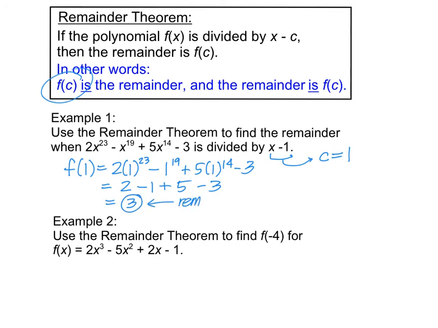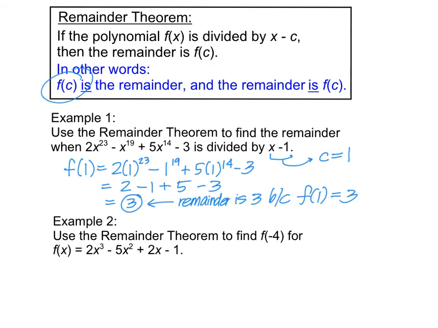The remainder is 3 because f of 1 equals 3. The remainder theorem tells us that if you want to get the remainder, just evaluate f of c. Now we're going to use this theorem in reverse, in example 2.